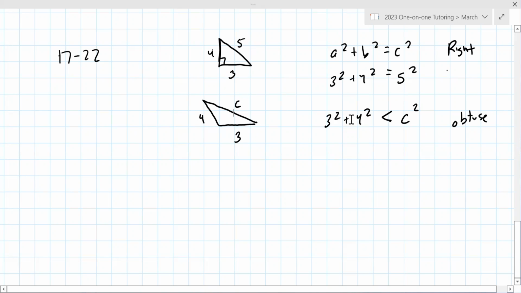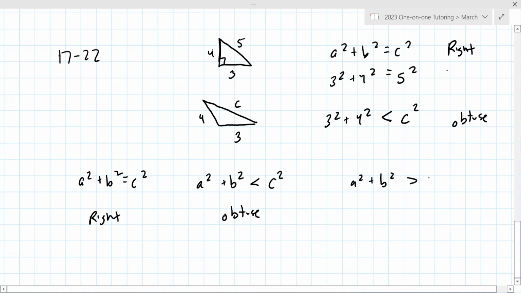So in terms of how you actually come up with these formulas, if it's a squared plus b squared equals c squared, that's a right triangle. We've been doing that all day long here. But now if it's a squared plus b squared less than c squared, it's obtuse. And if it's a squared plus b squared greater than c squared, it's acute. So you have to know these 3 relationships to be able to answer these questions. Okay, I'm gonna take a picture of that.